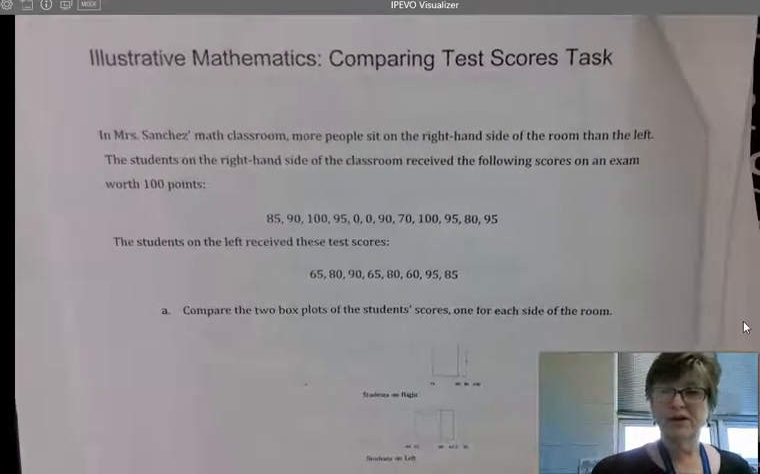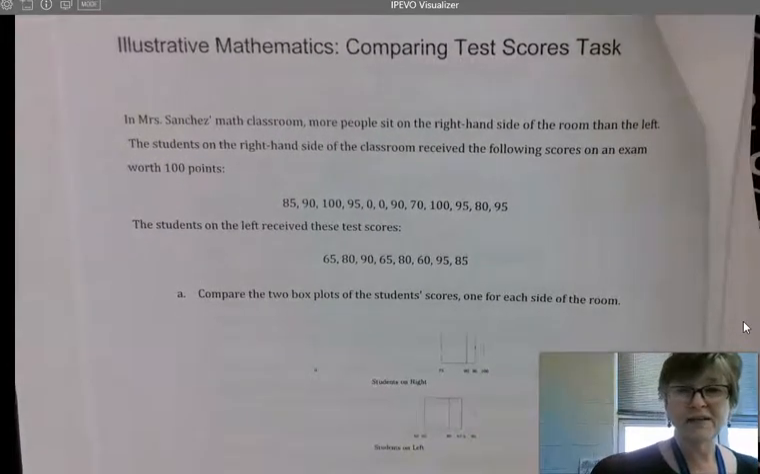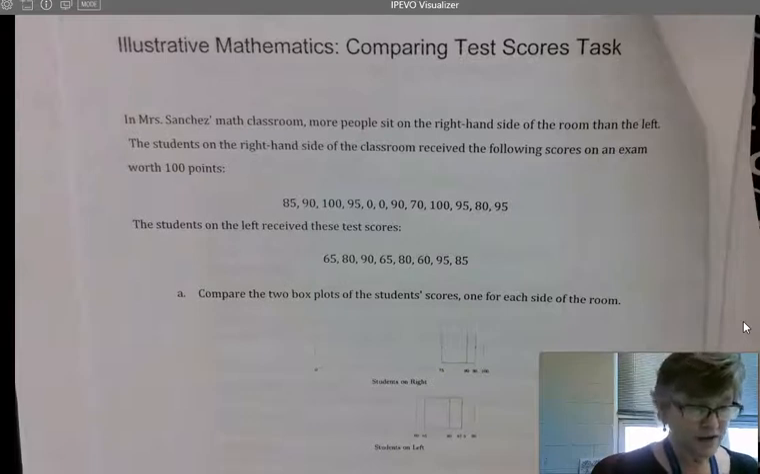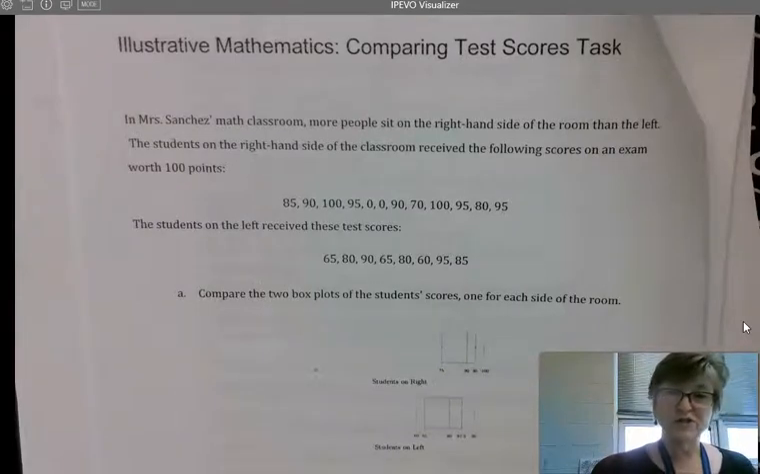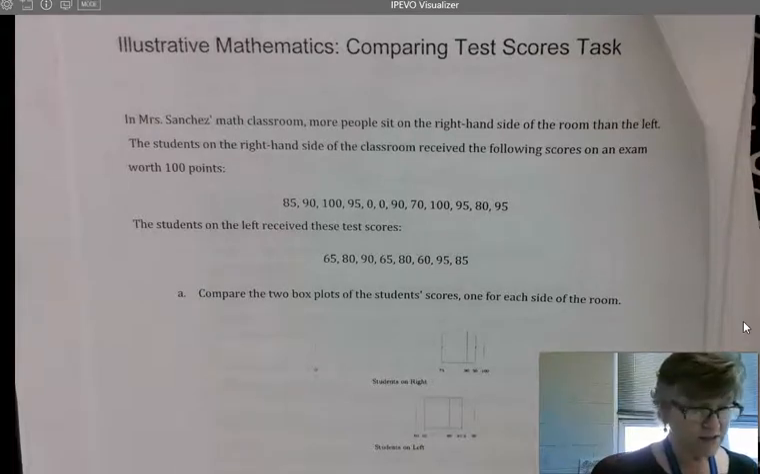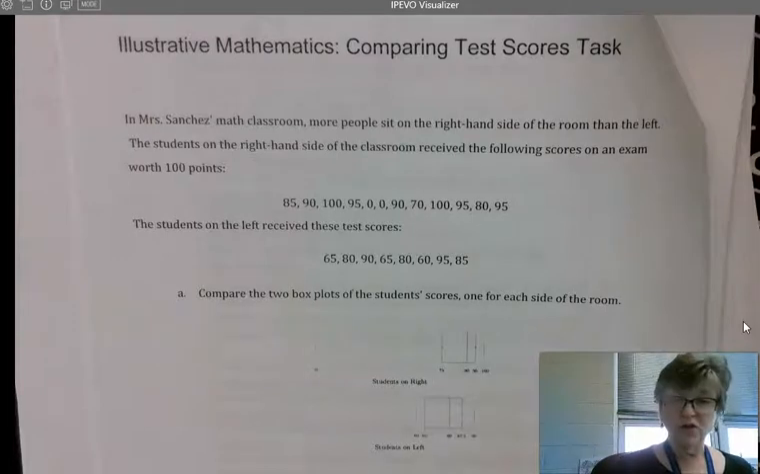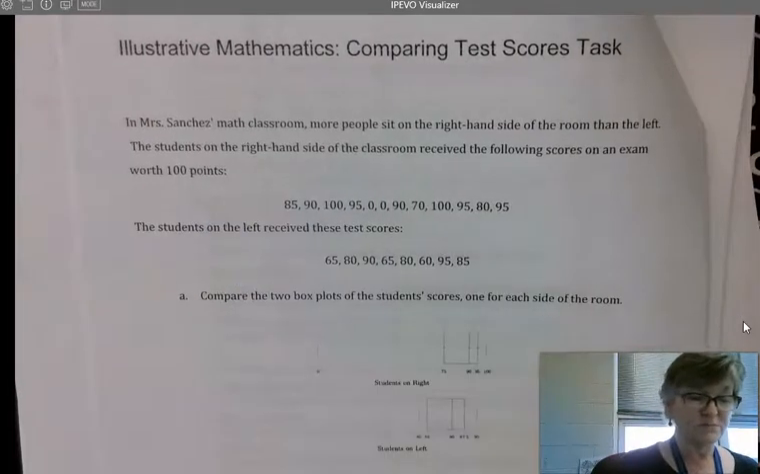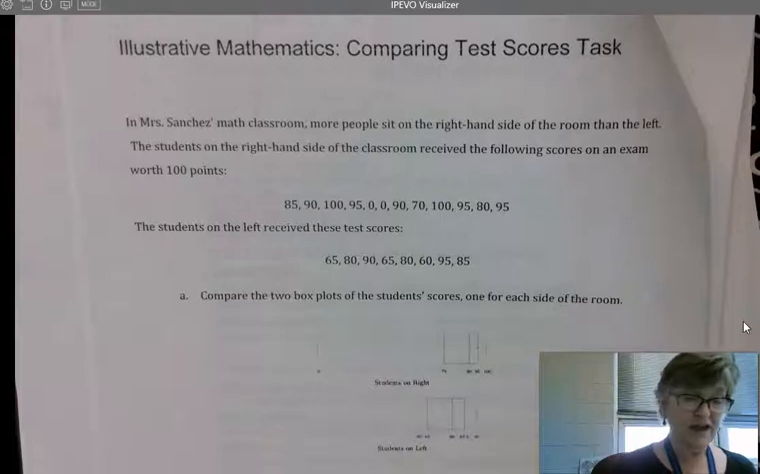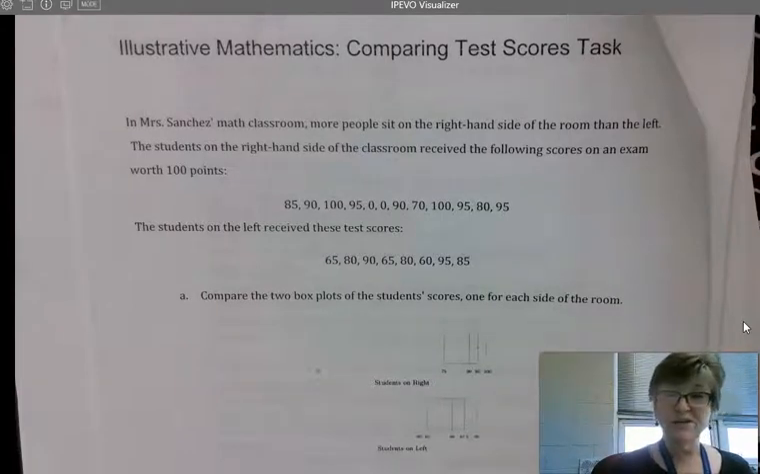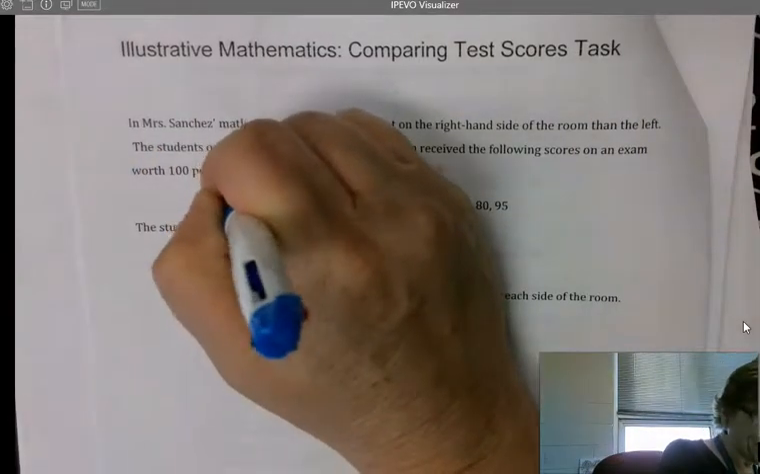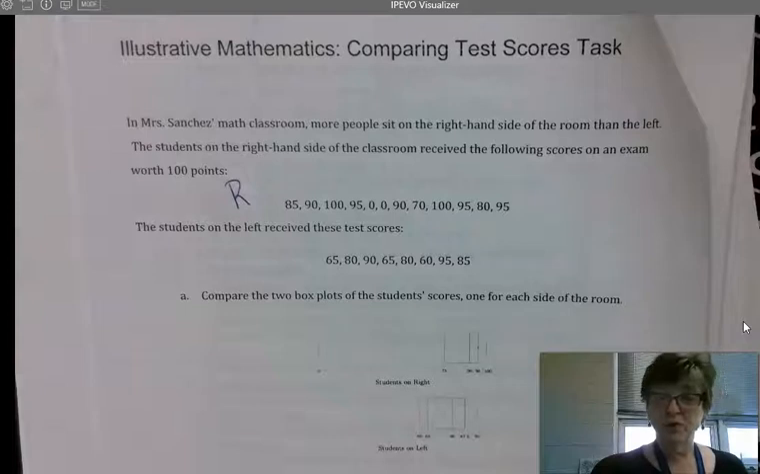Today we're going to be looking at a task called comparing test scores, and this is going to give us a chance to actually compare some data, especially in a box and whisker plot. So as we're taking a look, there's a classroom for Mrs. Sanchez, and she is comparing the data of the students on the right side of the classroom to the left side of the classroom on a test worth 100 points.